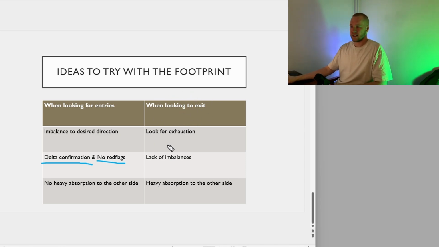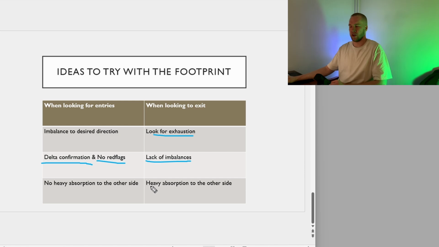When looking to exit, this is very important as well. Look for exhaustion. Again, this can be more easily seen on the cumulative delta. However, it can be seen also on the footprint if you're looking for it. Lack of imbalances, very important.